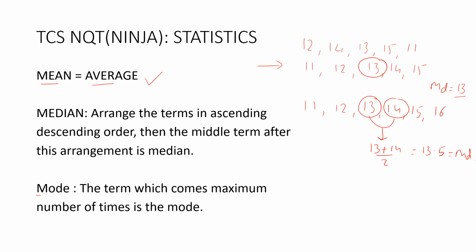What is mode? So how do we define mode? Mode is again a very simple concept. It says the term which is coming the maximum number of times, or in other words the term which has the maximum frequency of occurrence, that is going to be the mode. Okay, let's take an example. I have my terms looking like this.